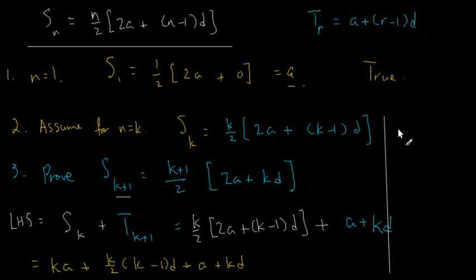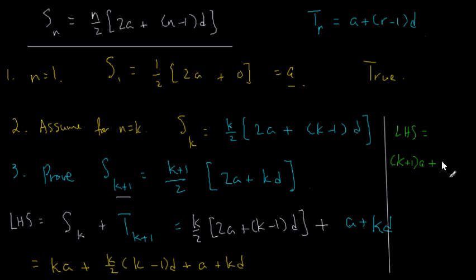Okay, it's a bit squeezed. Left hand side, that means this side, is equal to this times this. So the 2 and 2 cancels. I get k plus 1 times a. And then I have this times this. Plus k plus 1 times k times d over 2.